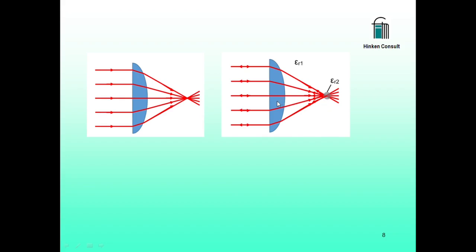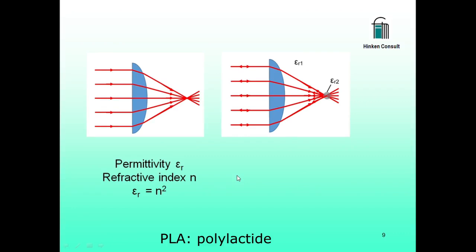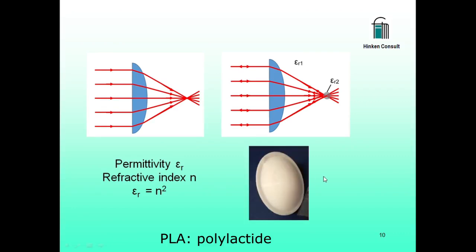The lens can be designed according to the well-known rules of optical lenses. The important parameters of the lens are its shape and the refractive index or permittivity, which is the square of the refractive index. The lens can easily be fabricated by 3D printing, for example from PLA material. Here we see an example.